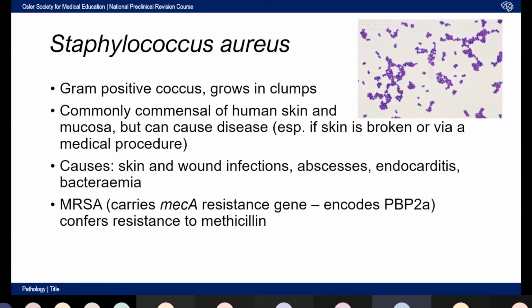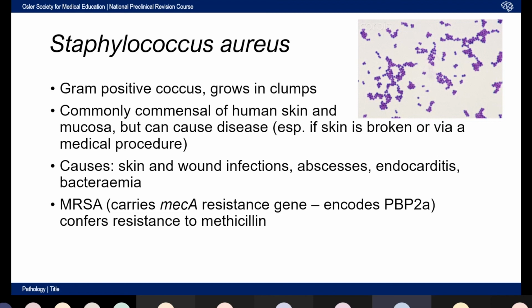And then Staph aureus, so this is a gram-positive coccus which grows in clumps. It's commonly found on human skin and mucosa, but can also cause disease, especially if the skin is broken or via a medical procedure, which I guess is why it's so predominant in hospitals. It can cause skin and wound infections, abscesses, endocarditis, and also bacteremia when it gets in the blood. And an important thing to note is MRSA, which, as I said before, carries the mecA resistance gene encoding the alternative penicillin binding protein.